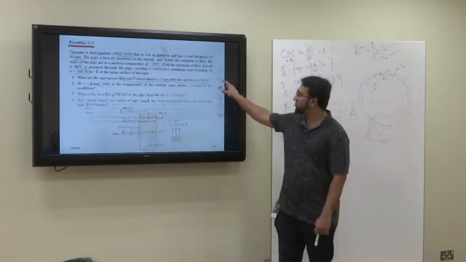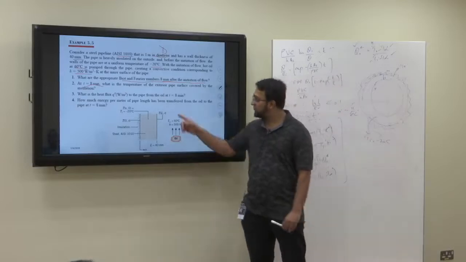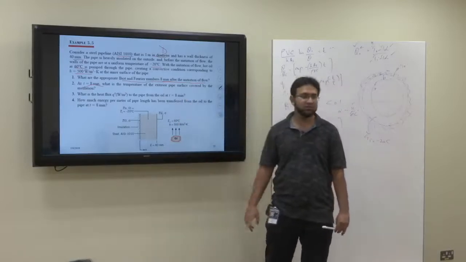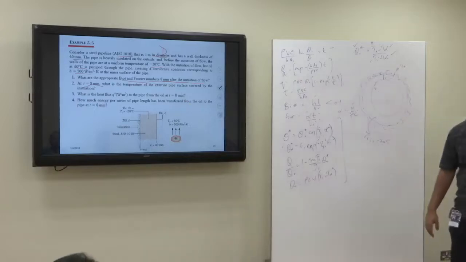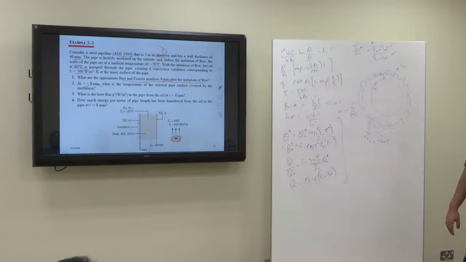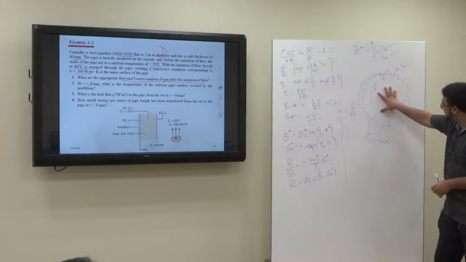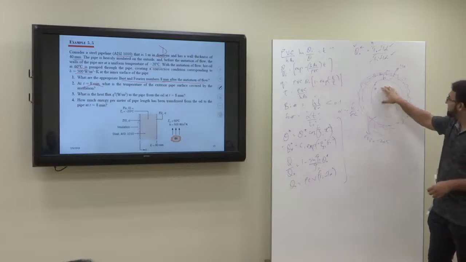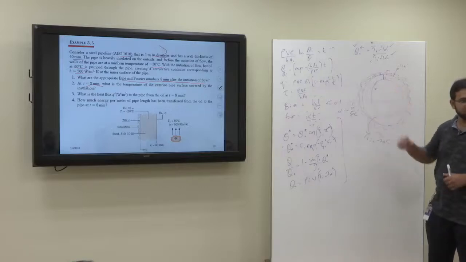Okay. Let's move towards the third part. What is the heat flux to the pipe from the oil at t equals 8 minutes? So we need to find Q, but not just Q, heat flux. When the oil is flowing through the pipe, where will the heat flux occur? At the inner surface, right?